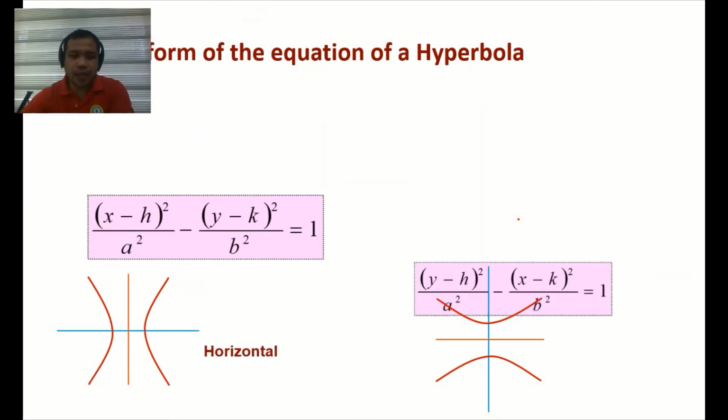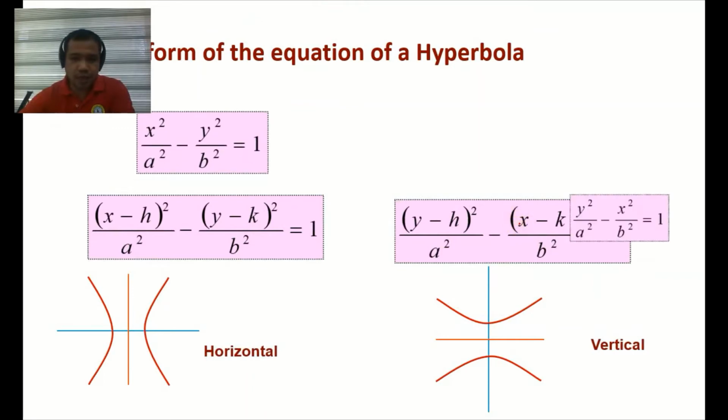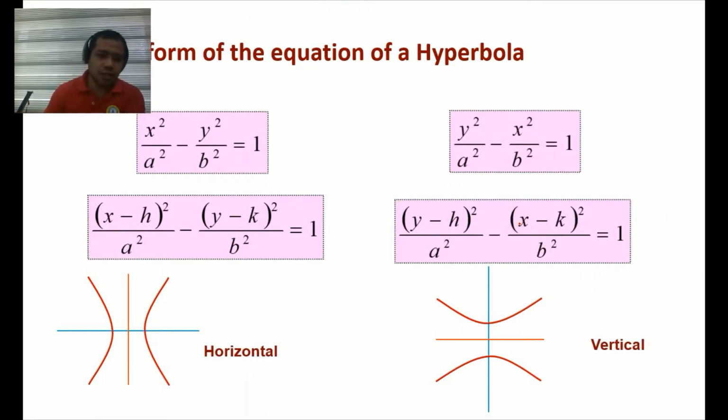Now, paano ba natin malalaman yung orientation ng isang hyperbola? Start na tayo sa origin. In this example, this is 0, 0. Nasa origin yung center, since walang value na kasama si x at saka si y. Also with this one. For the orientation, kapag ang positive is si x, that means horizontal tayo.